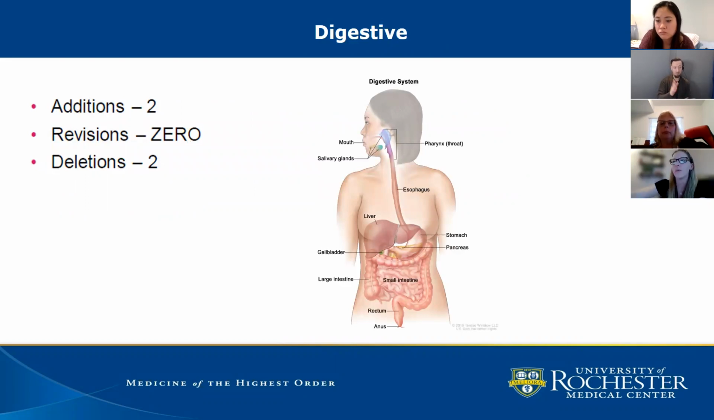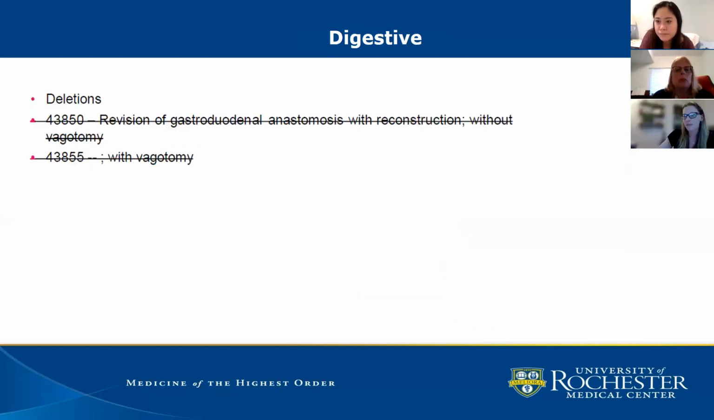Okay, so now we're moving into the digestive system. We had 2 codes that were added, we did not have any codes that were revised, and 2 codes were deleted. First we have our 2 deletions here. Again, these 2 codes were just deleted because of low utilization.